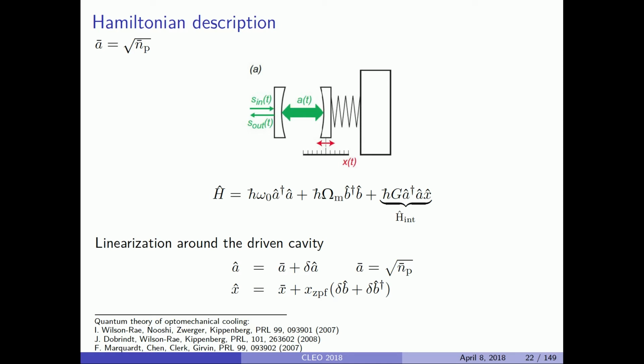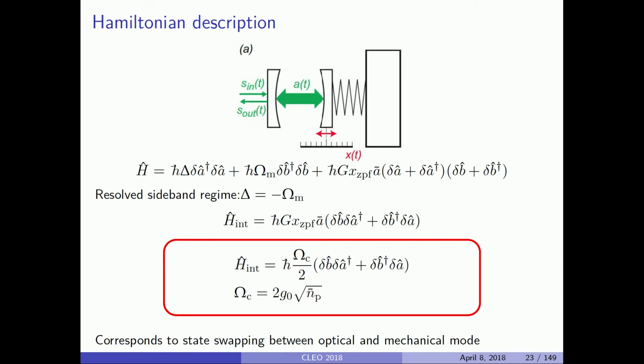And what you do is you just keep terms that are proportional to A bar. For instance, products of delta A dagger, you neglect. And if you do that, then your Hamiltonian gets much simpler. Your Hamiltonian then takes a very simple form.